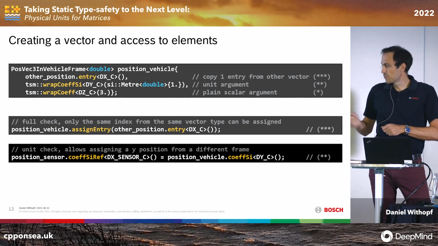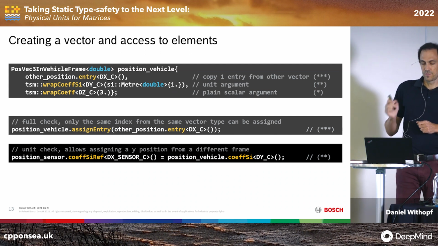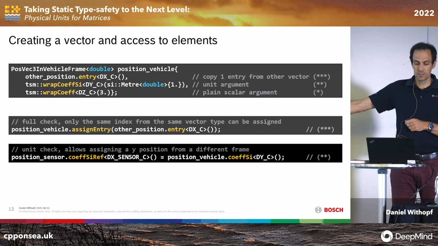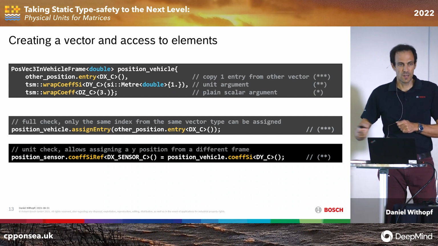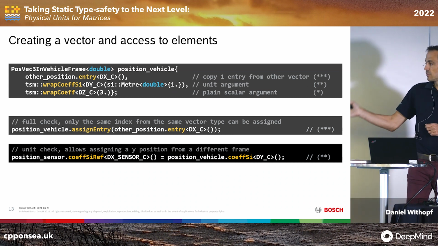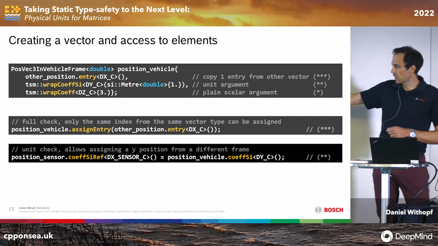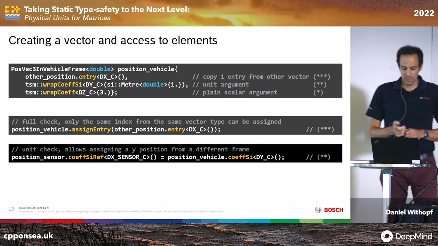And then the second option here for reading and writing, that's a little bit less type-safe, is to use the coefficient SI method for reading and the coefficient SI ref method for assigning. So in this case, we can assign the y position in one frame to the x position in a different frame. This is possible because this only checks the physical unit, and the physical unit matches up. So the first one checked that the indices are identical, and here only the physical units check is done.